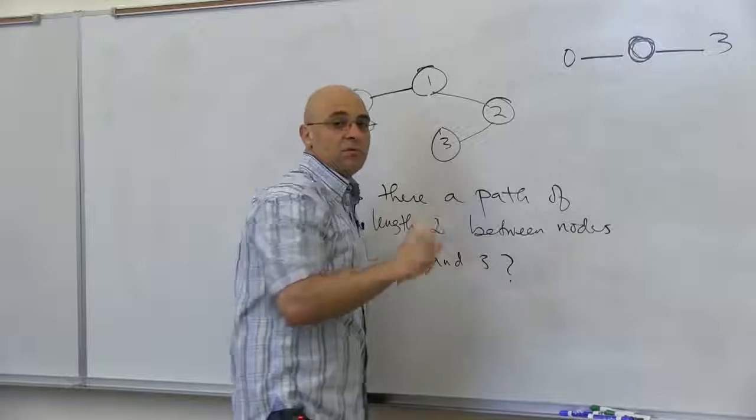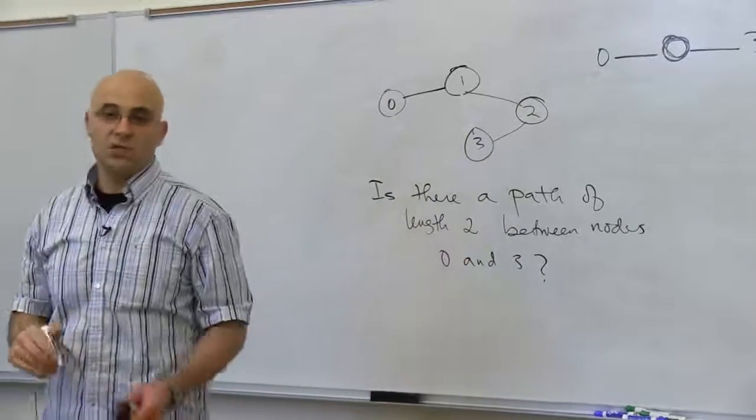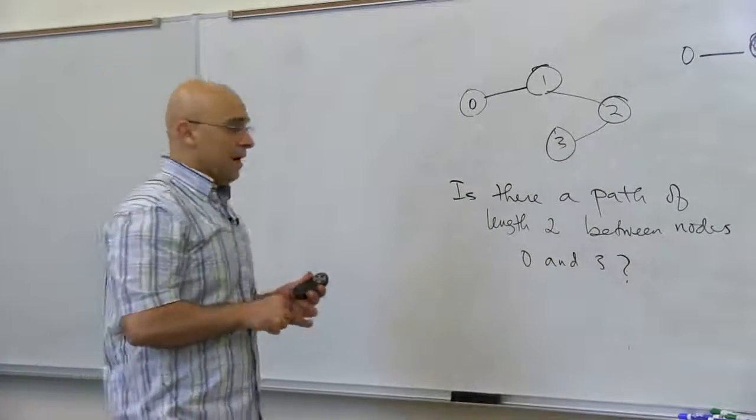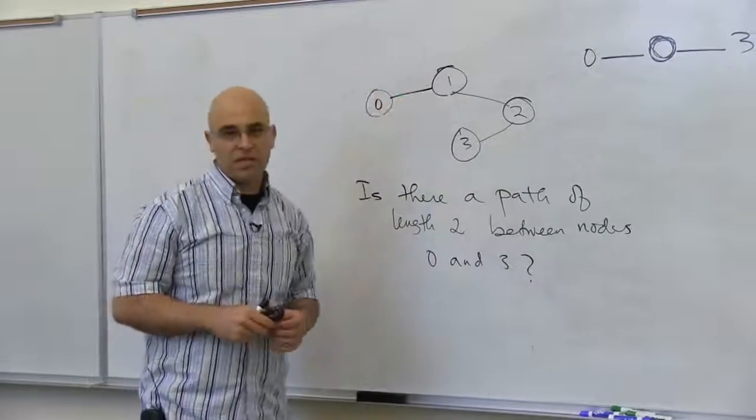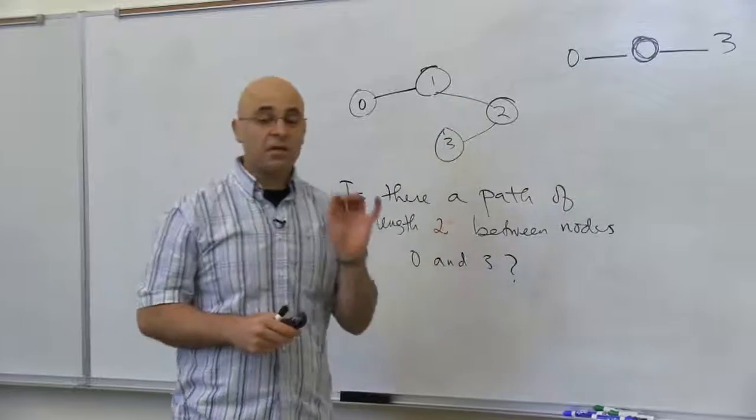0 to 3, 3 to 3? No. Therefore, we say that there is no path. So how do we, again, without thinking too much, check if there is a path of length k between 0 and 3?